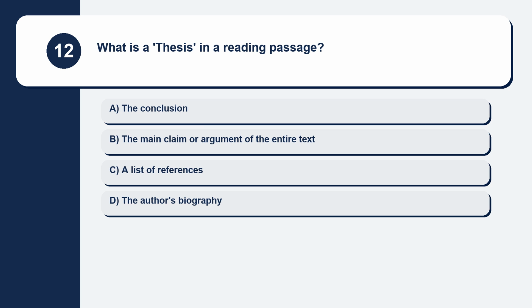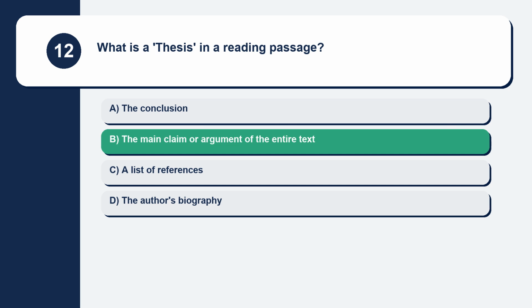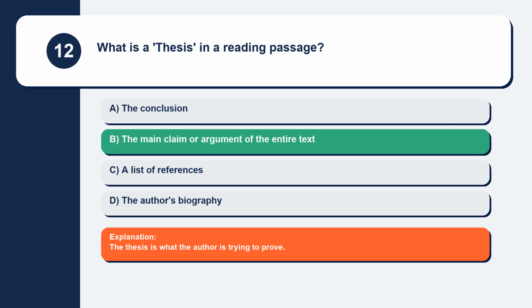Question 12. What is a thesis in a reading passage? The conclusion. The main claim or argument of the entire text. A list of references. The author's biography. The thesis is what the author is trying to prove.